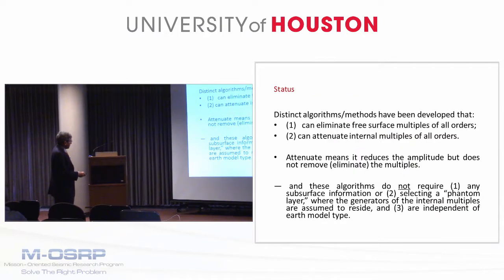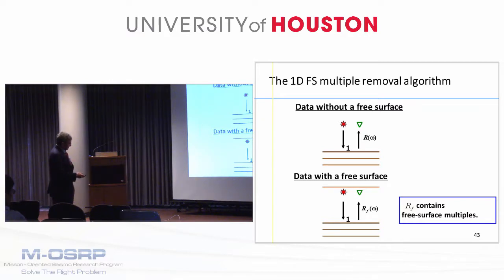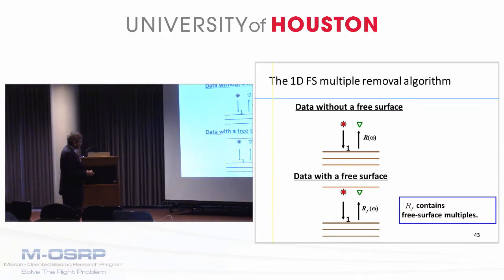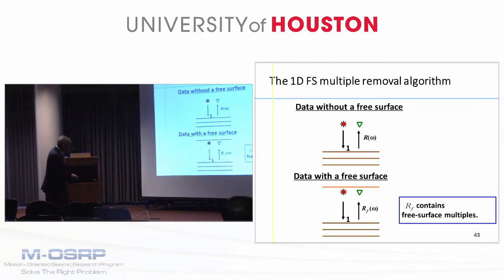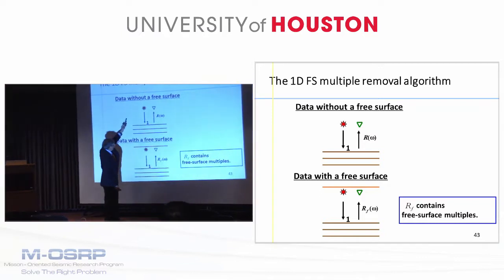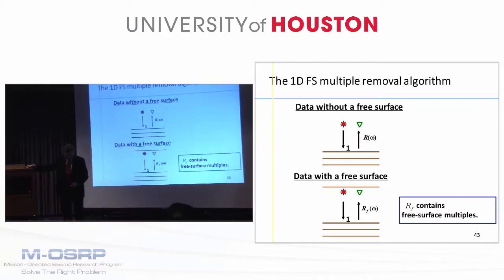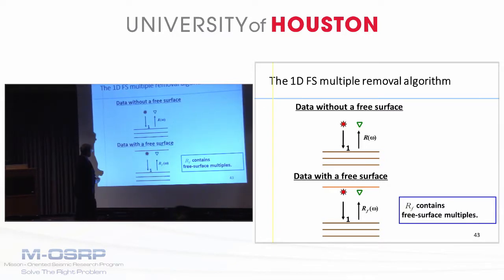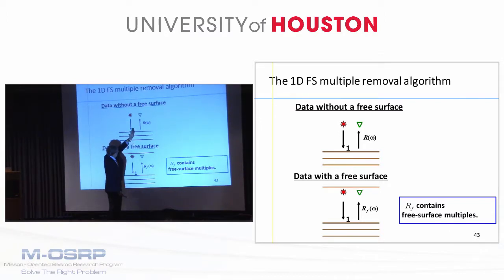Free surface and internal multiples. This is a derivation of the free surface algorithm. Let me race through this very quickly for those of you who haven't seen it. This is a cartoon of, here's data without a free surface, here's data with a free surface. Some kind of unit pulse comes down. Here, no free surface, so this pulse enters the Earth, and out comes a train, R of t, that has primaries and internal multiples. Yes?